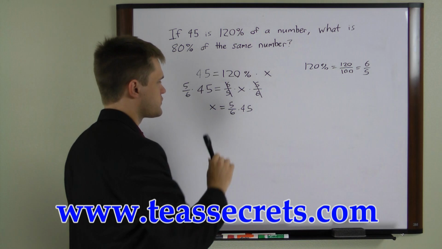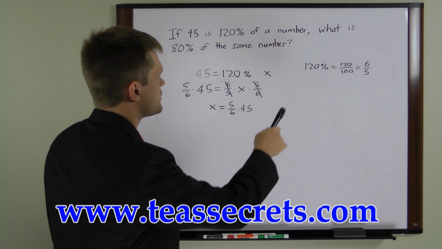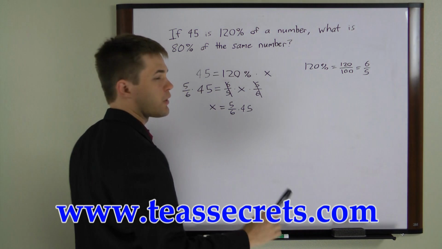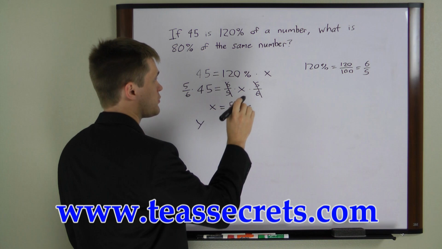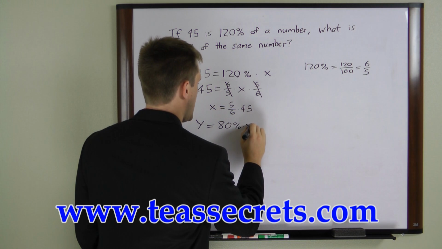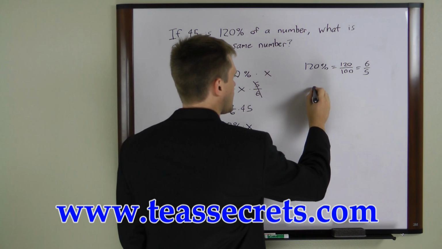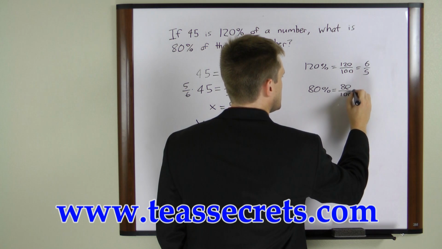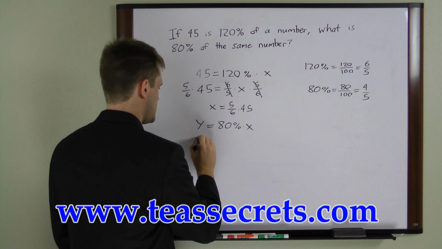Now this is actually as far as we need to go with this equation, because now we're going to plug the x into the next equation. The second part asks us what is 80% of the same number, or 80% of x. So this equation can be written where y is the number we're looking for. y equals 80% times x. Now let's convert 80% to a fraction also. 80% equals 80 over 100, which is the same as 4 over 5. And now we can substitute that back into here.